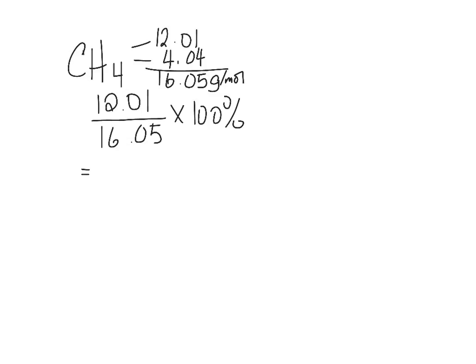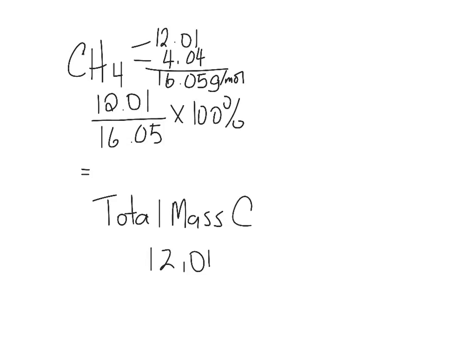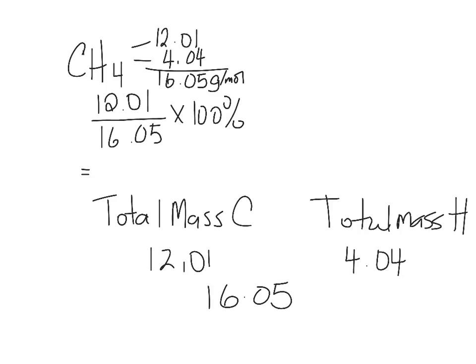With me? Just write this on the slide. Well, oh, you know what? I see that I gave you space for each of it. You've got total mass of carbon, 12.01. Total mass of hydrogen, 4.04. Total mass of the entire compound, add them together. We won't do it so stretched out.